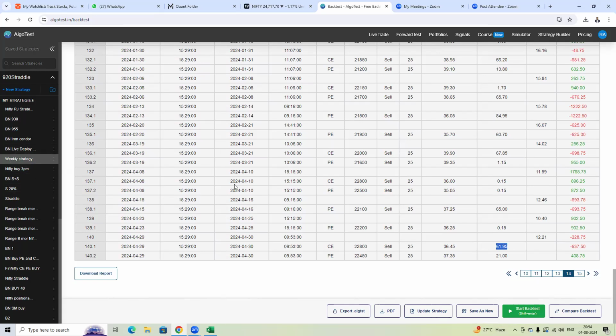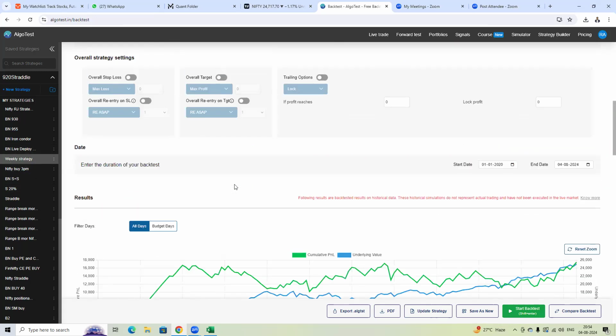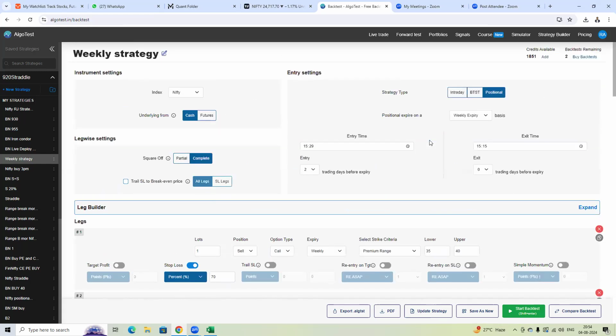Okay, this is one weekly strategy. You can build it positionally. You can also build butterfly strategies in positional and leave them for the whole month.